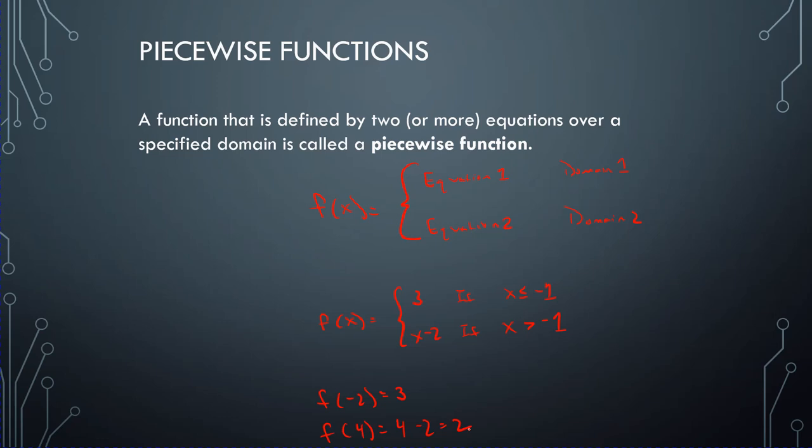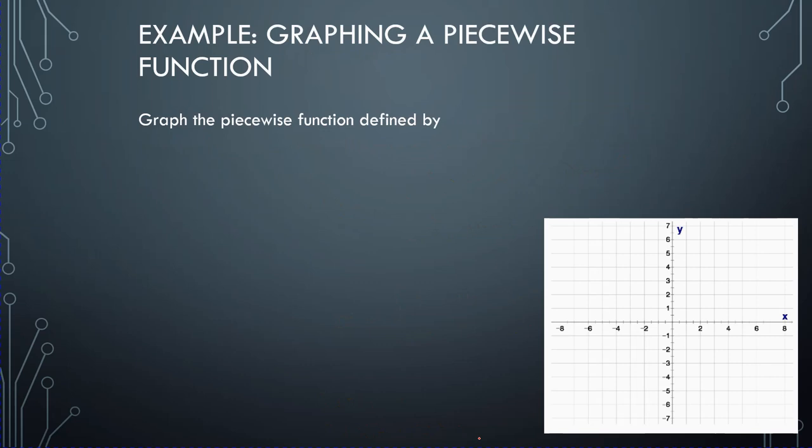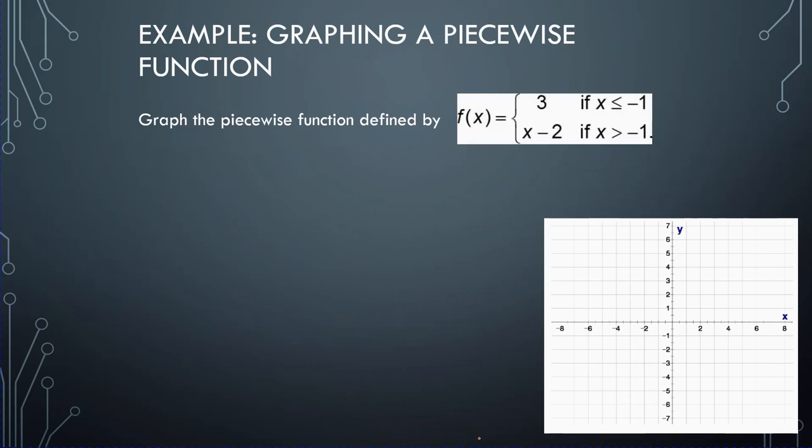So what I want to do now is talk about how you find the graph of a piecewise defined function. I want to sketch the graph. Do you notice how there are two equations here? So you're going to need two tables of values.